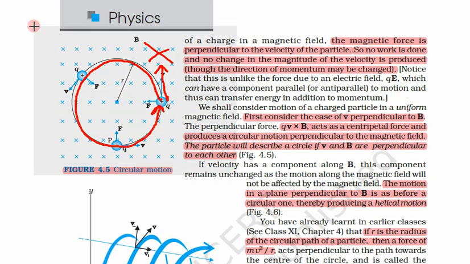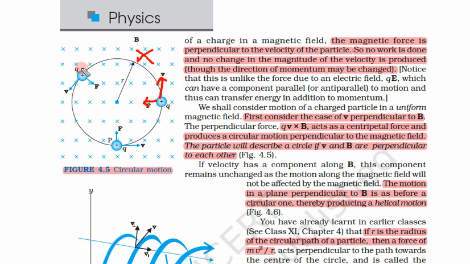Now let us see what is happening at other points. When this was moving like this and the magnetic field is in this direction, the force was in this direction. When the particle came to this point, the velocity has this direction, the magnetic field is in the same direction, and the direction of the force changes. When it comes to this third point, the velocity is in this direction, the magnetic field is in the same direction, and now the force is in this third direction. So what is the motion? The motion is a circular motion.